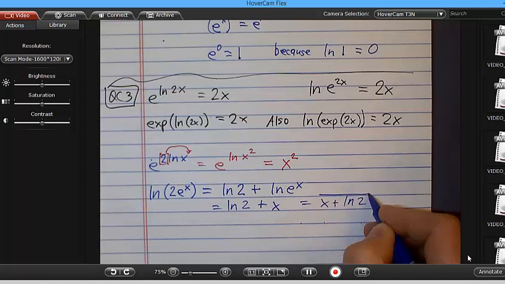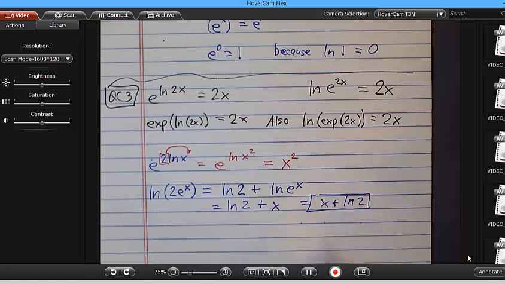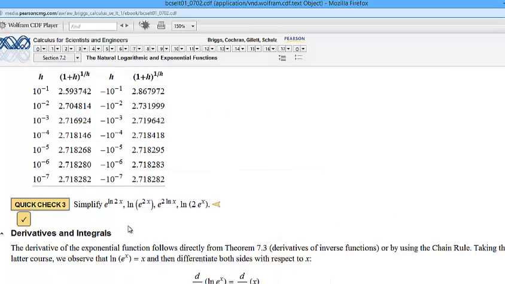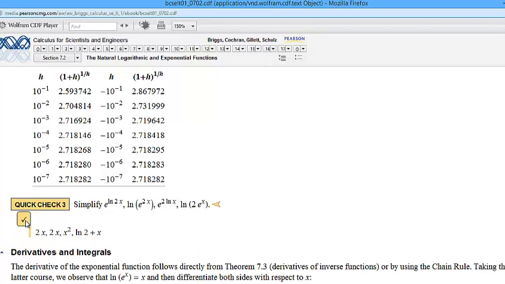I don't know why. I just think that's what they would do. Is that what they did? I'm curious. Here, let me check. What did you guys write? No, they put natural log of 2 plus x. All right, fine.